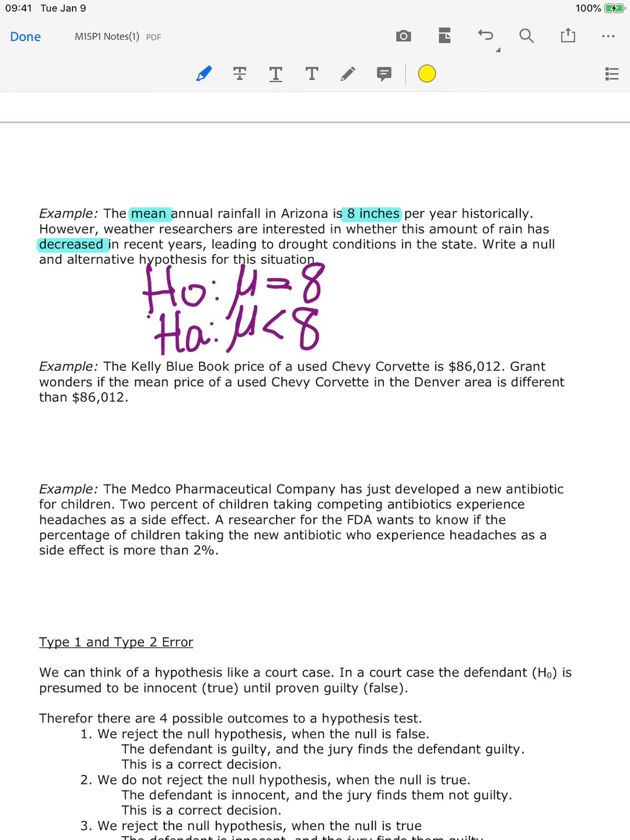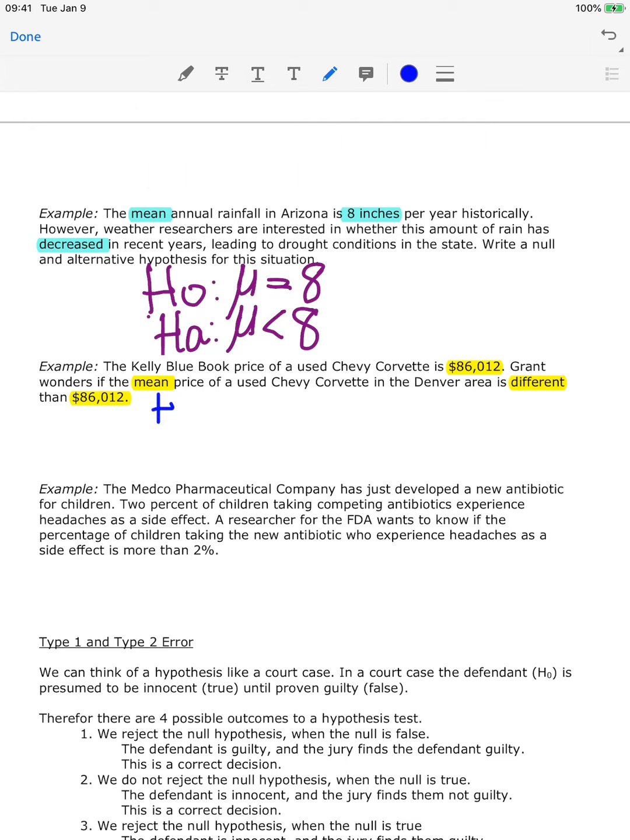So second example, the Kelley Blue Book price of a used Chevy Corvette is $86,012. Grant wonders if the mean price of a used Chevy Corvette in the Denver area is different than $86,012. So again, we see the word mean, so that tells us we're evaluating mu. This word different is what's going to tell us what type of test we're going to do. And then we're looking at $86,012, which we see in two different places. So we're going to start by assuming that the price of a Chevy Corvette in Denver is $86,012. So that's how we're going to set up our null hypothesis.